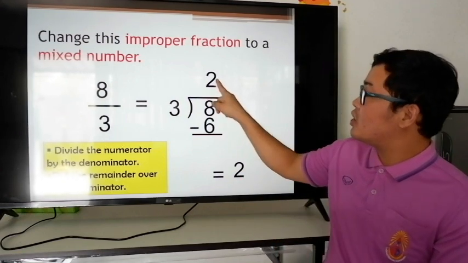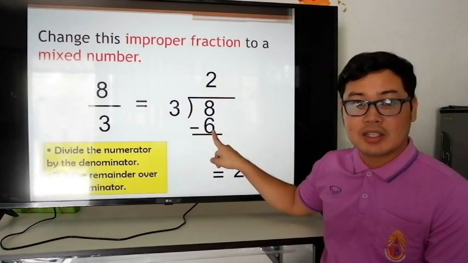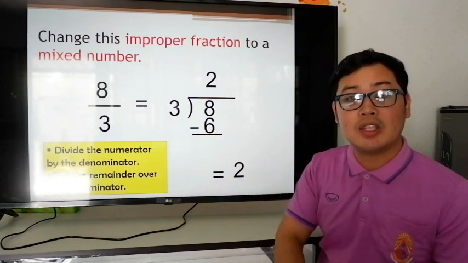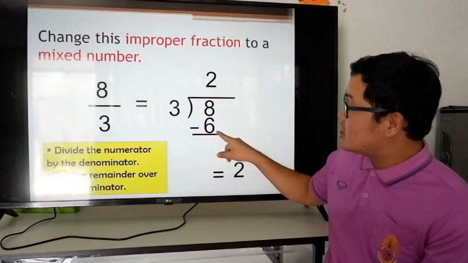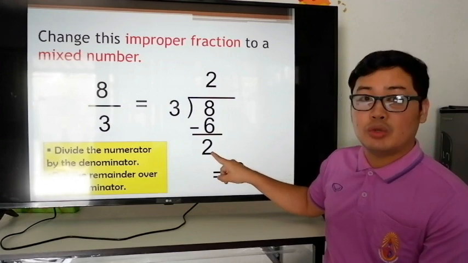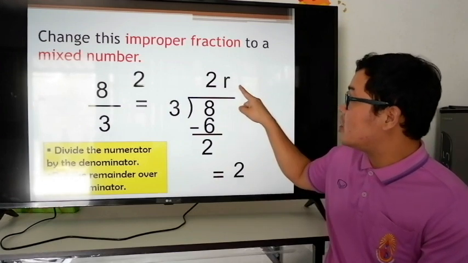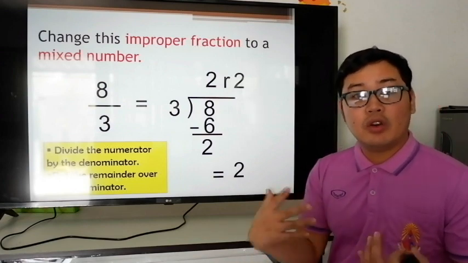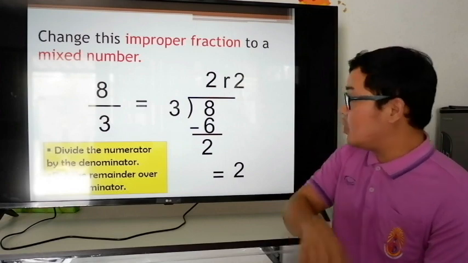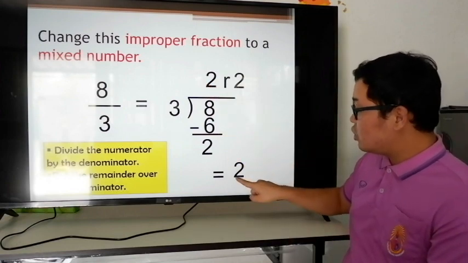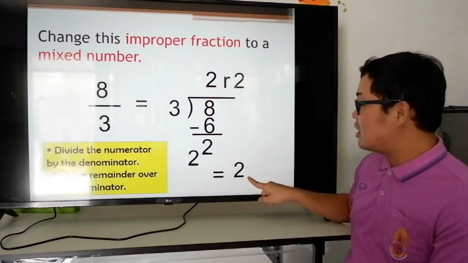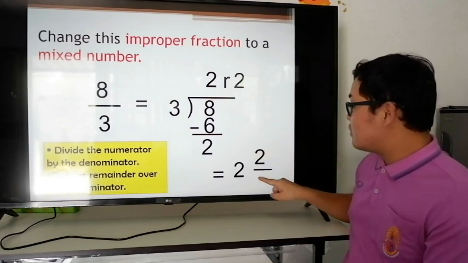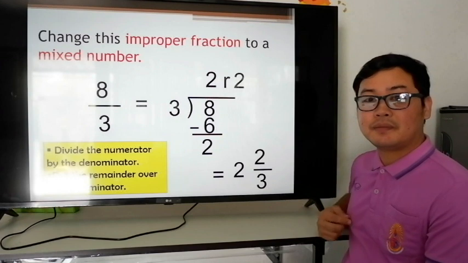2 times 3 is equals to 6, right? So next steps is we have to minus this one. 8 minus 6 is equals to 2. So we have a remainder 2. Now, in order for us to get the mixed fractions, we have to write the answer 2. Okay. Next is our remainder 2 over 3.